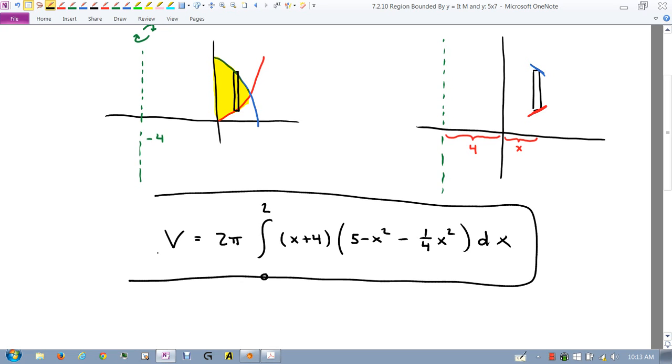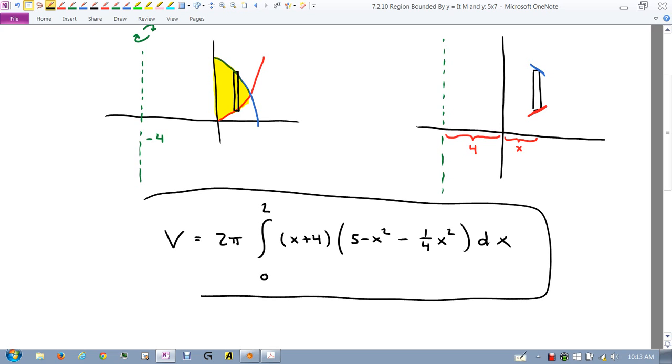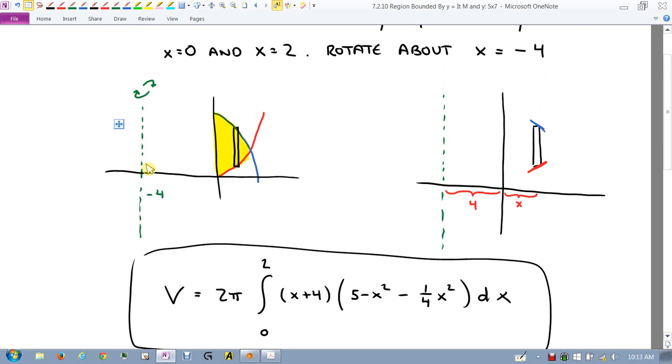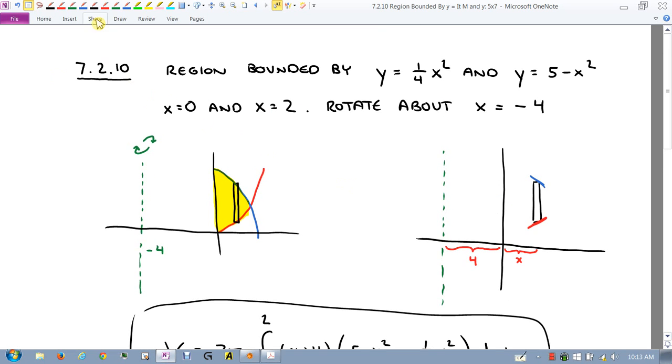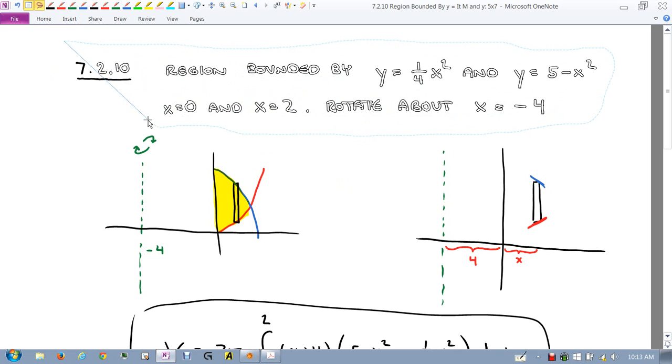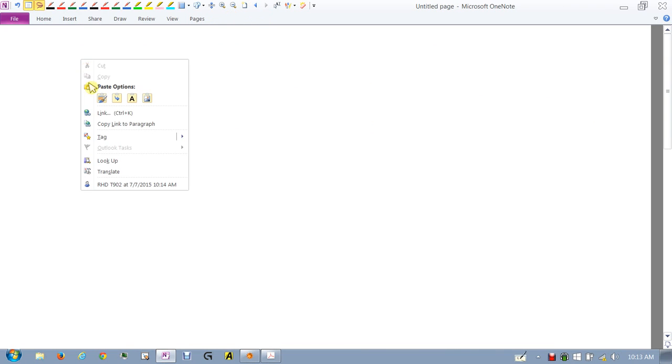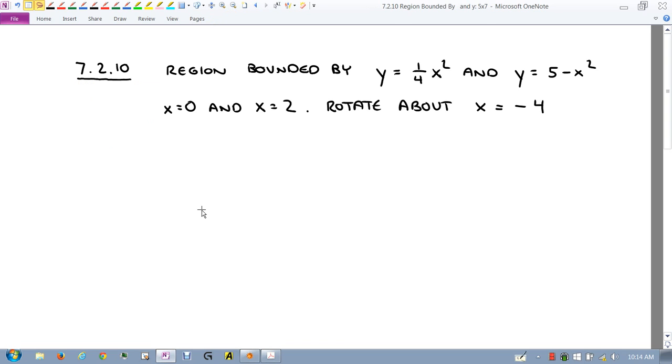What do you think I'm going to do for the next example? X equals, yes. I'm going to put this axis of rotation on the other side, and I'm going to see how that changes things. So let's do our last one here. All right. Let's rotate it around x equals 10.